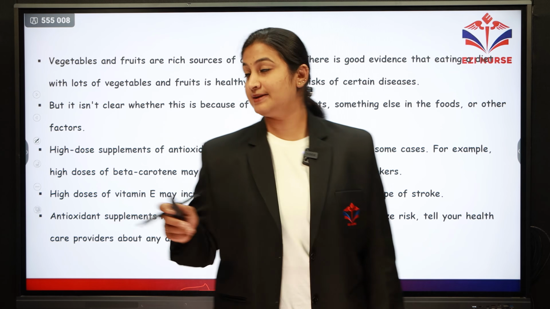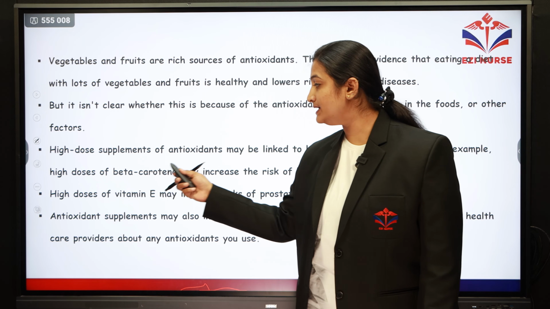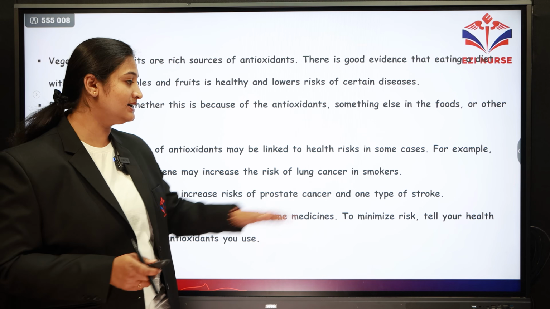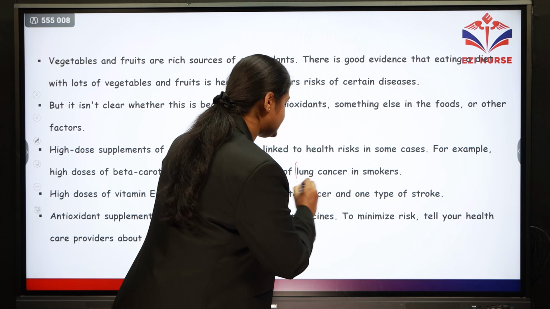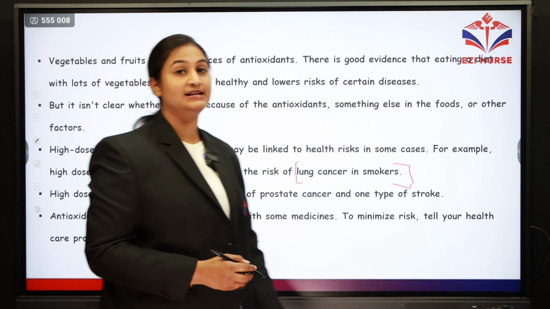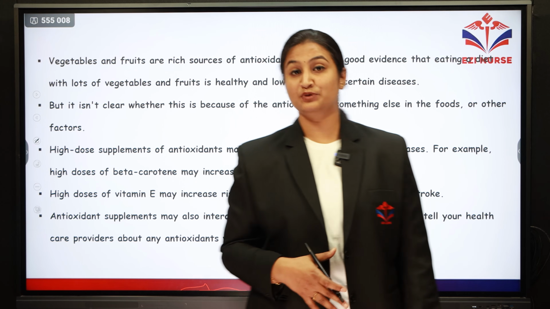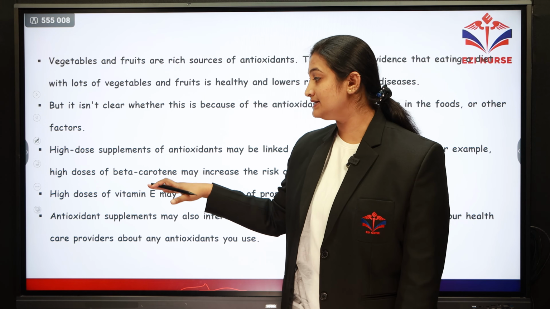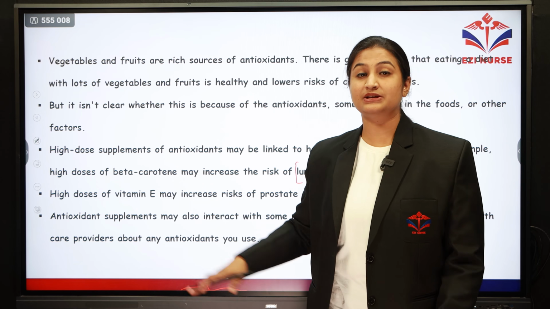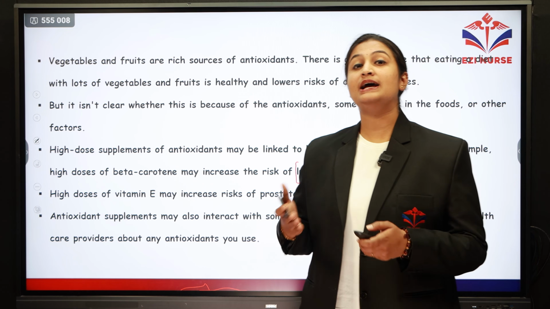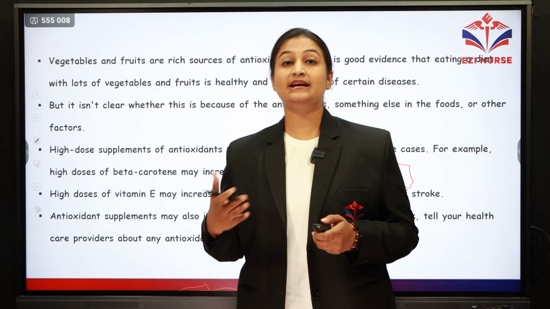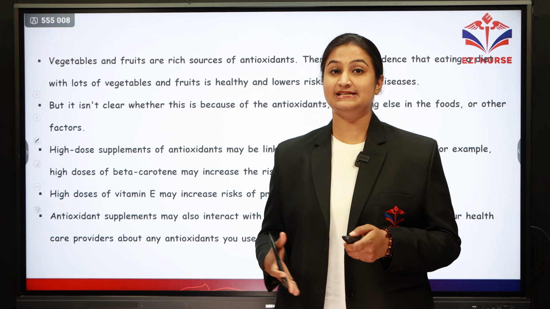There are even some examples for that. High doses of beta-carotene are linked with an increase in lung cancer in smokers. So there is a high risk of lung cancer, especially for smokers. These kinds of things are also there, and some different points are also given. You can refer to your books so that you are able to identify more points and include them in your exams.